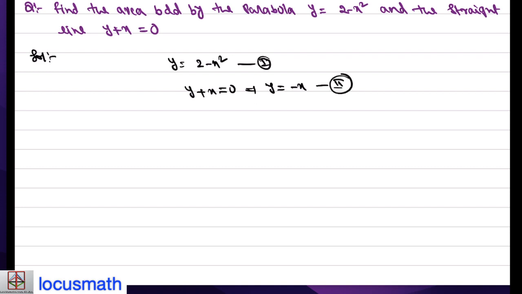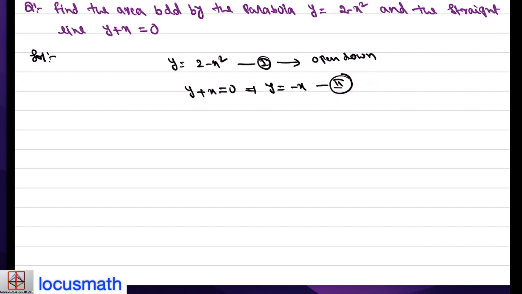So one parabola is given, next one straight line is given. The area bounded by the parabola and the straight line is asked. So to solve this problem, first, if you observe this parabola, the coefficient of x square is negative. That implies the parabola opens downward. This is the simplest straight line. y equal to minus x, we know, is the line which passes through the origin, making an angle of 135 degrees with the positive direction of x.